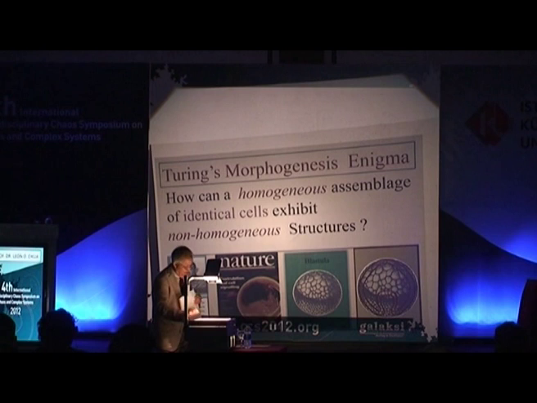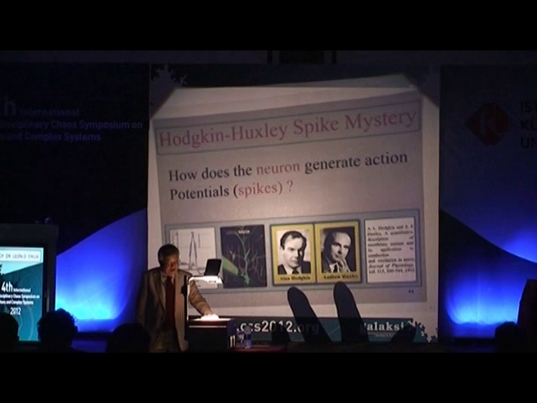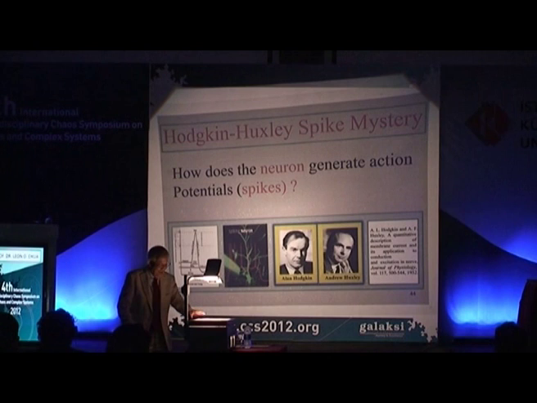I said there are three unsolved problems. The first unsolved problem is, how does the neuron generate action potential, by Hodgkin and Huxley? And as I just said, you cannot understand that without the edge of chaos. They are on the edge of chaos.